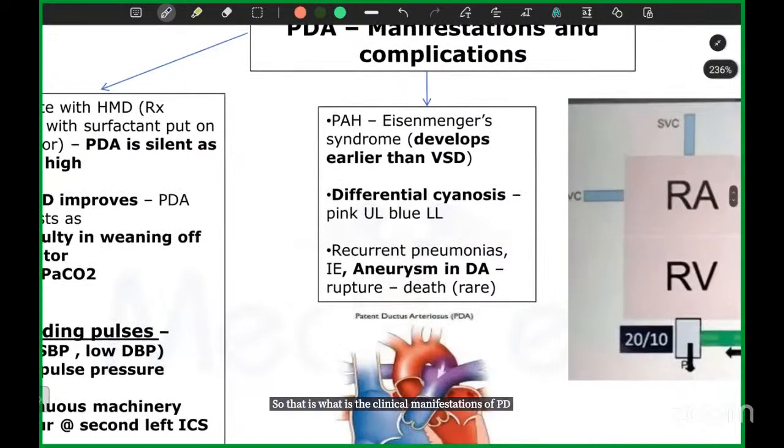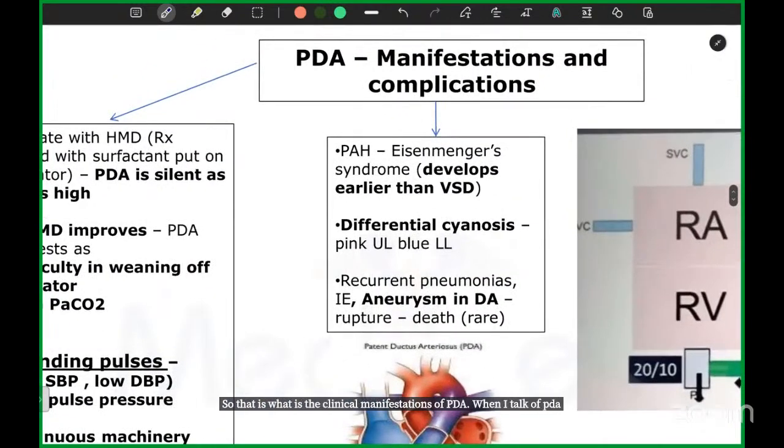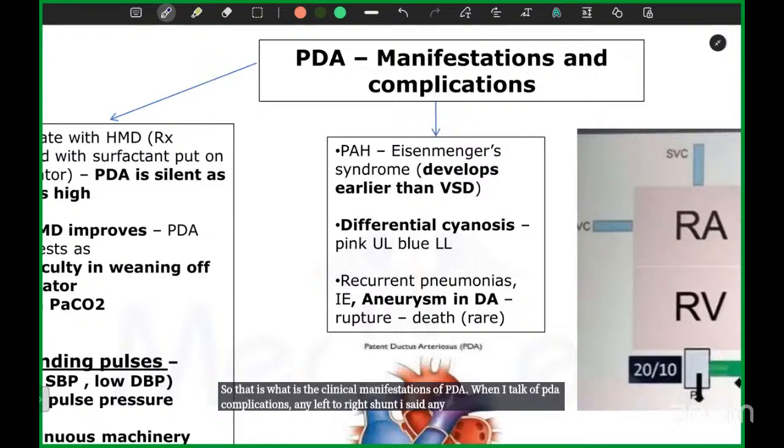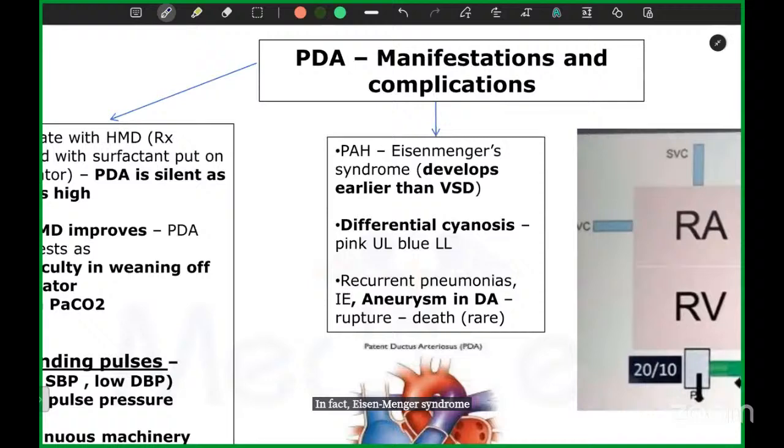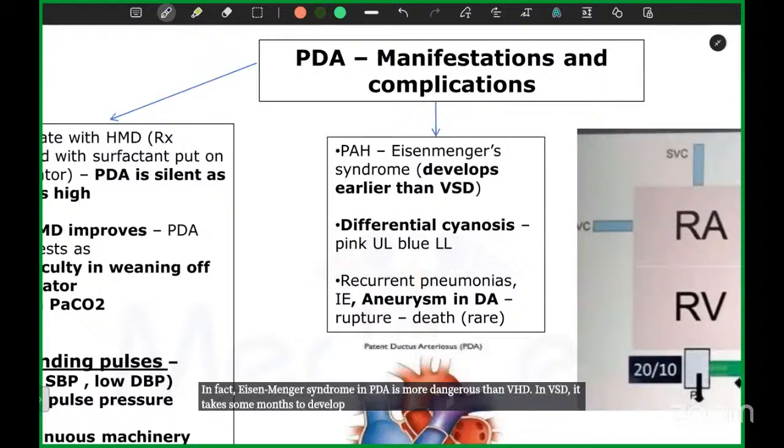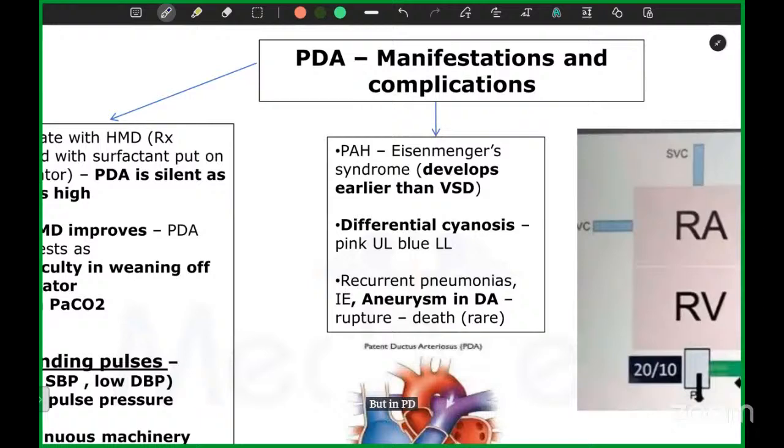When I talk of PDA complications, any left to right shunt, I said any left to right shunt, may develop Eisenmenger syndrome. In fact, Eisenmenger syndrome in PDA is more dangerous than in VSD. In VSD, it takes some months to develop, but in PDA, because of the component of pulmonary arterial hypertension, Eisenmenger is often likely to develop earlier than in a VSD.